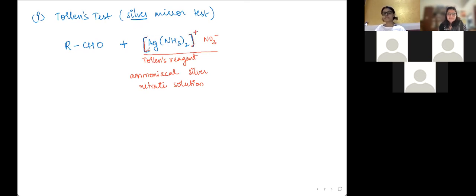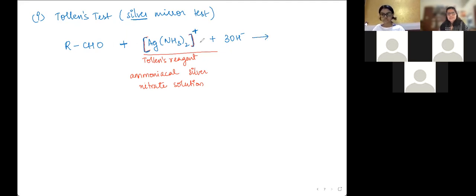Yes, ma'am. Why is it in a square bracket? Yeah, okay. Ammoniacal silver nitrate. The nitrate part is not important. This is the one that takes part in the reaction. Let's focus on this. And in solution here, you have H plus, OH minus. So 3 OH minus.